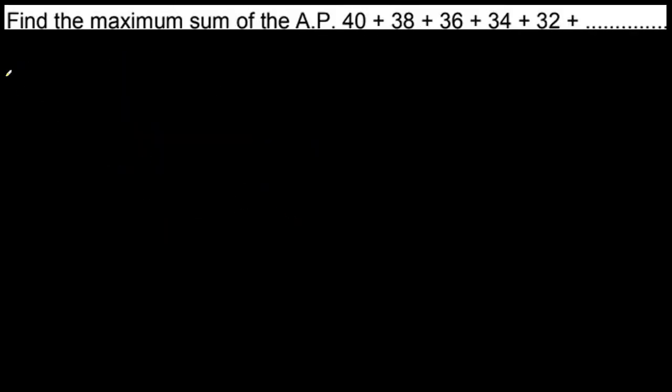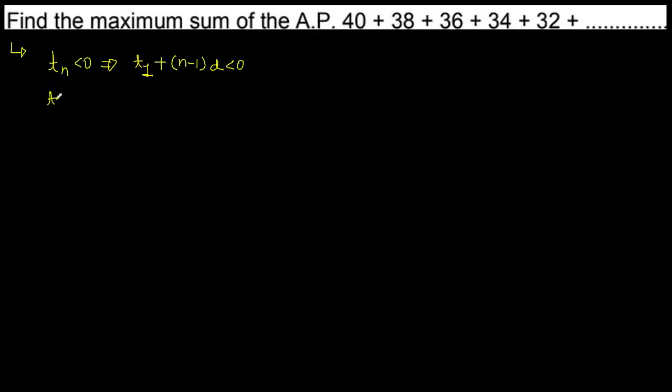Group. Find the maximum sum of the AP 40, 38, 36, 34, 32 dot dot dot. First we'll say Tn less than 0, first term which is going to be negative. And we'll do sum up to there. So it is T1 plus (n minus 1) into d should be less than 0.